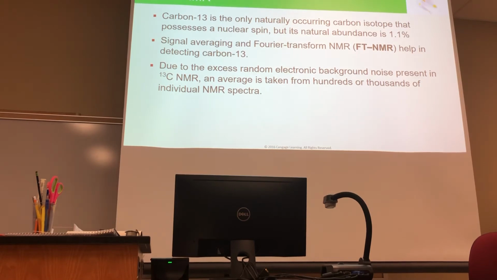I mean, carbon-14 won't happen. There's very little of it anyway. And carbon-12 won't work. But carbon-13 is the only naturally occurring carbon isotope, and it's only 1.1%. So when we're dealing with this one, and we're using NMR, we use something called a Fourier transformed NMR, okay? And the thing about that is it helps in detecting it.